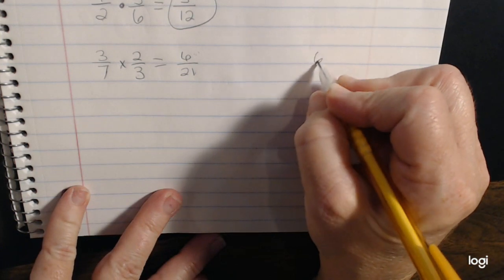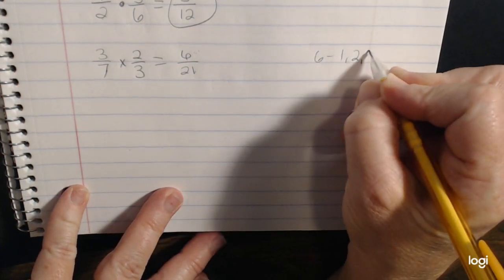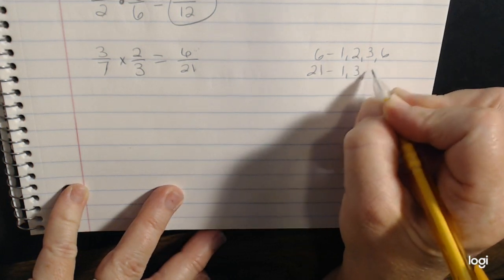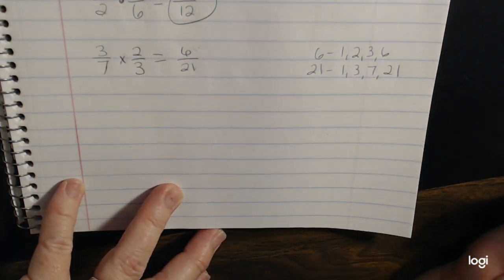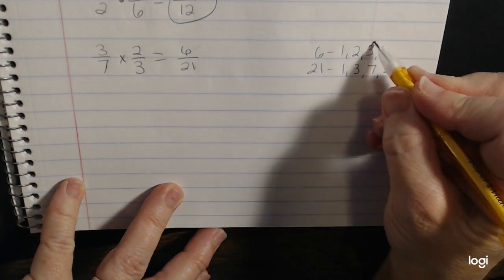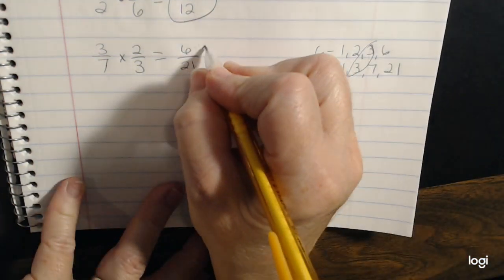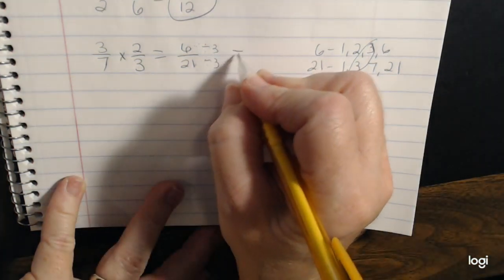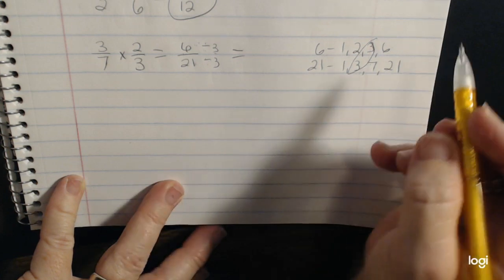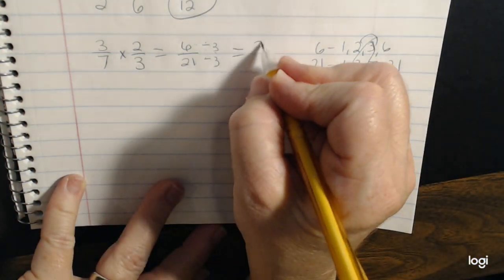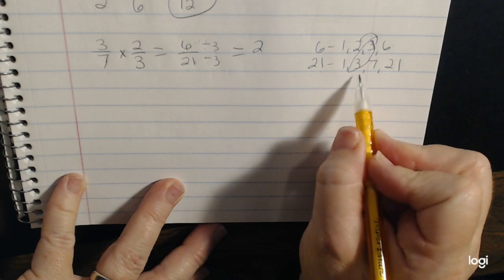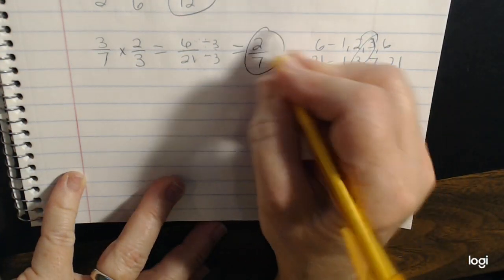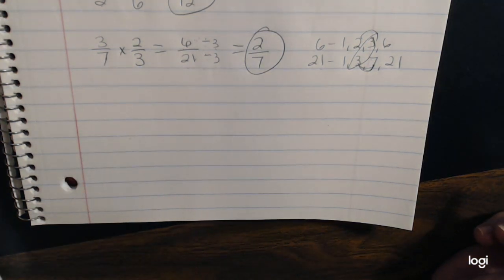Once again, if you look at your factor sheet, it should look like this. The greatest common factor they have is the 3. That means I'm going to divide by 3 here and here. 6 divided by 3 is 2. 21 divided by 3. What does 3 match with? It matches with the 7. So my final answer in simplest form is 2/7.